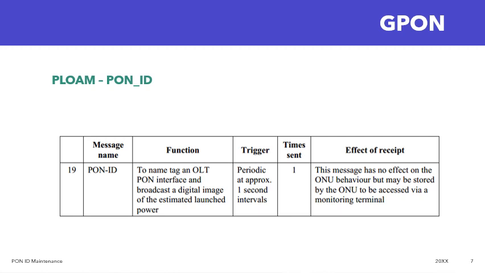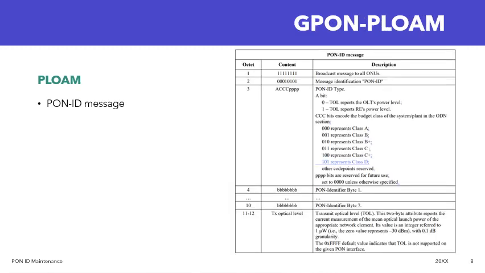So this is the actual PLOM message. The PLOM message number is 19 and it refers to the PON ID. If we go into the PLOM message, this is how it is structured. If you see, the third byte holds various bits. The bits represent whether the TOL is the OLT's power level or the range extender's power level. Similarly, the bits CCC, the 3 bits, represent the actual ODN class for GPON, which is used for you to estimate the budget.